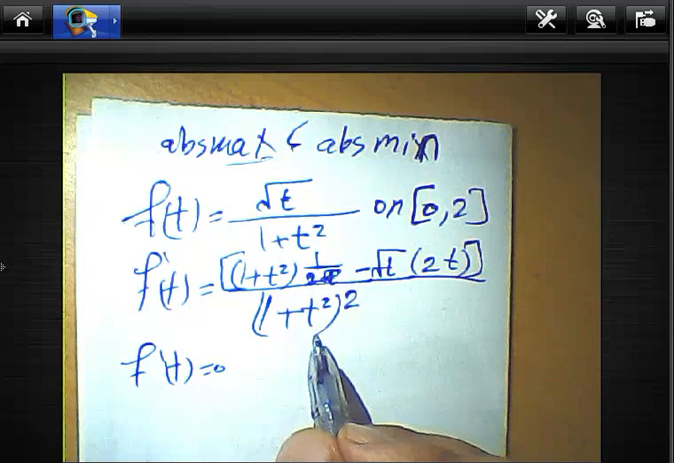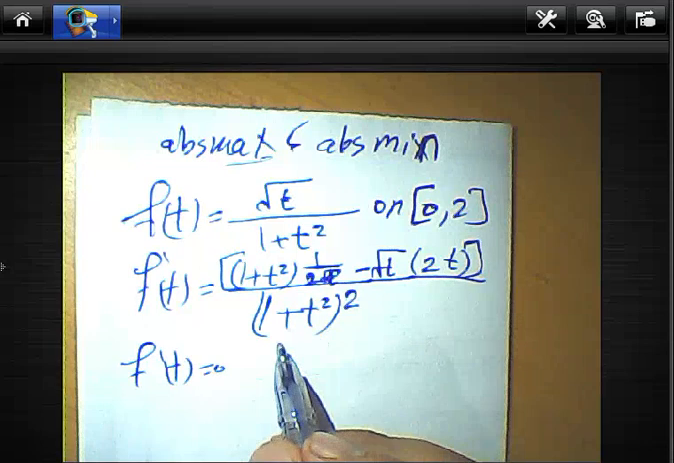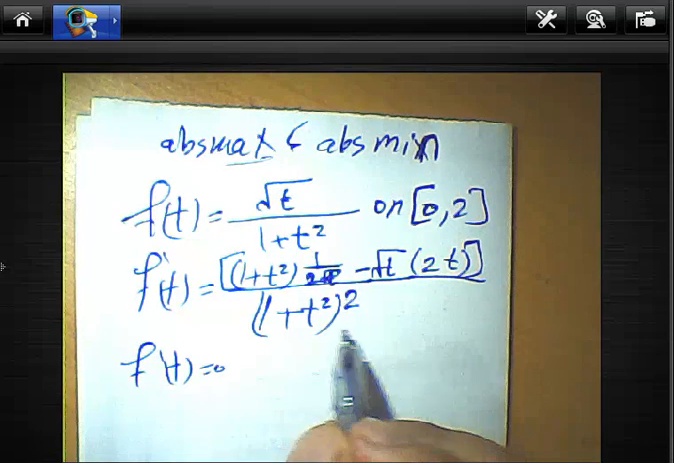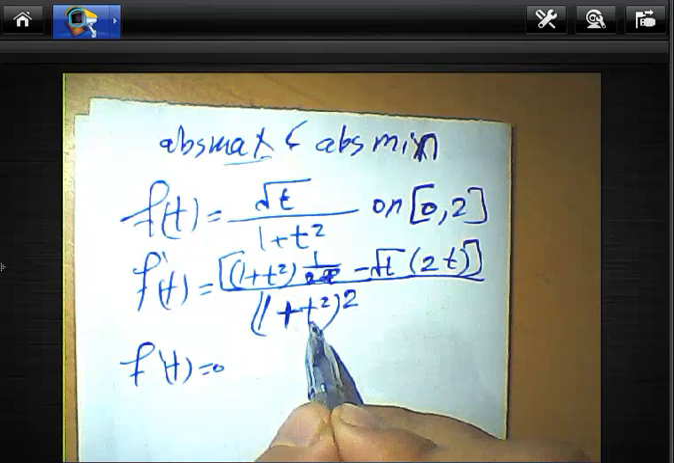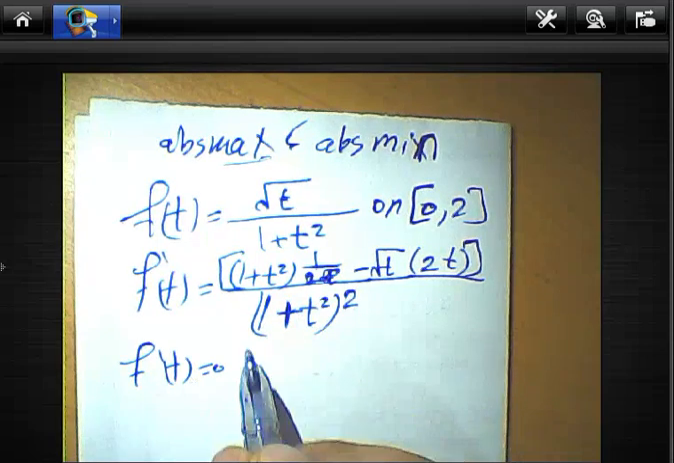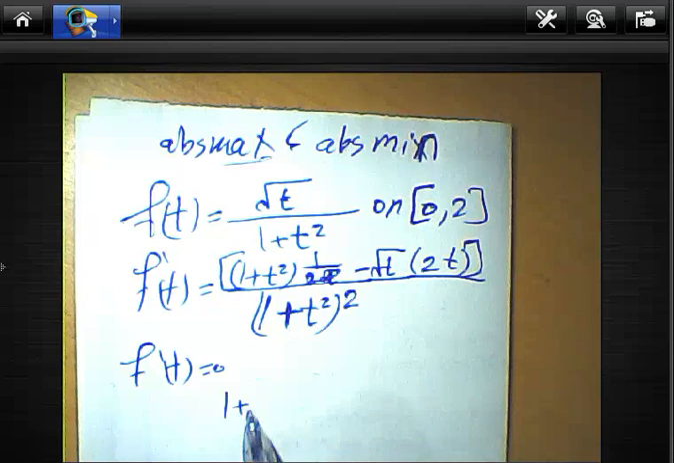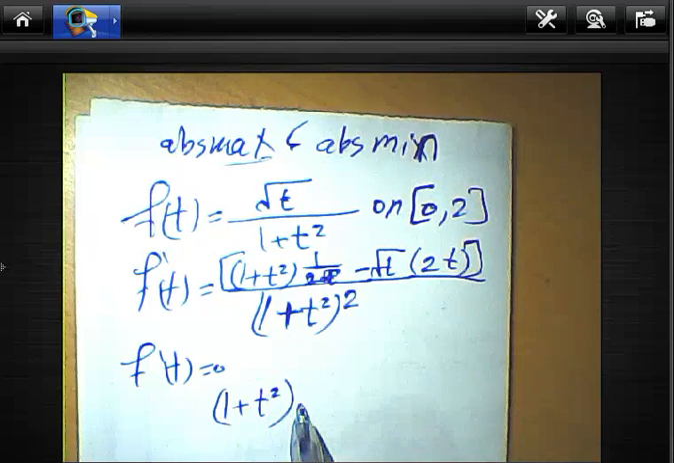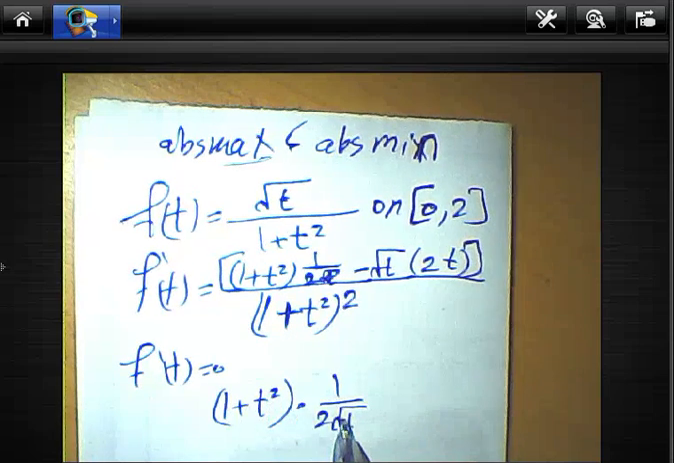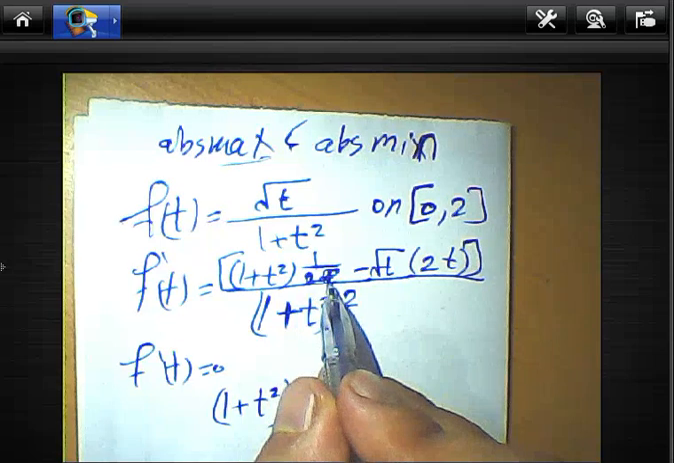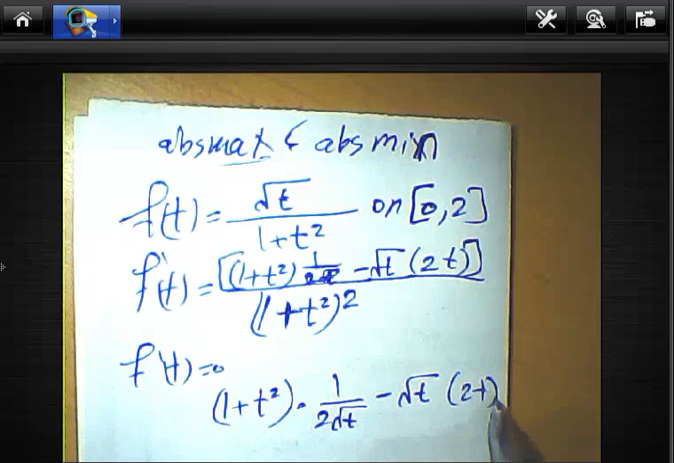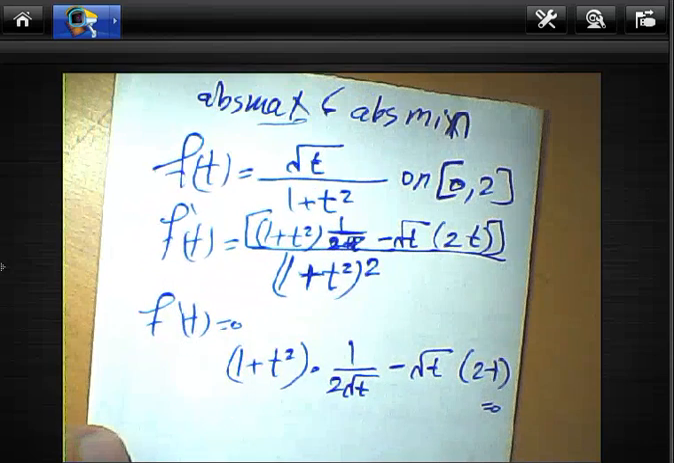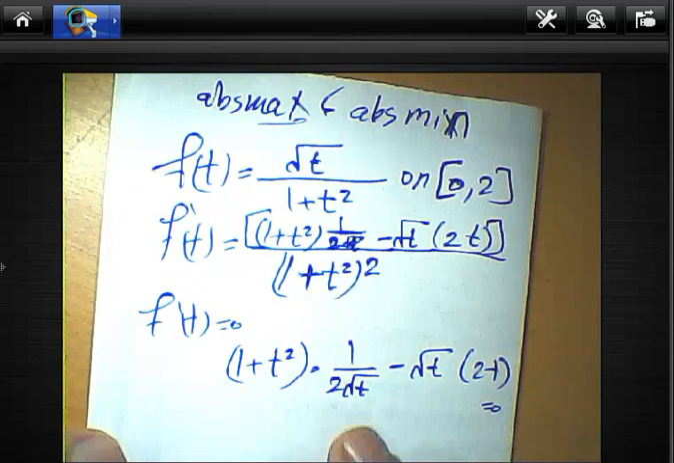The denominator would have to equal 0, but the denominator is 1 plus t power 2, so t power 2 plus 1 equals 0. It's impossible to find a critical number here because we have 1 plus t power 2. Then we have 1 plus t power 2 multiplied by 1 over 2 root of t, subtract root of t multiplied by 2t equals 0. We can multiply by root t to cancel this.